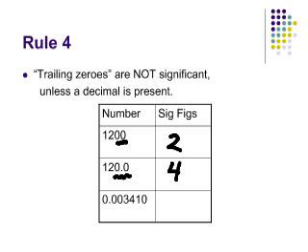If we go down to our final example, we've got some leading zeros. They don't count. We've got a trailing zero, but we also have a decimal that I inadvertently erased. So in this example, we also have four sig figs.